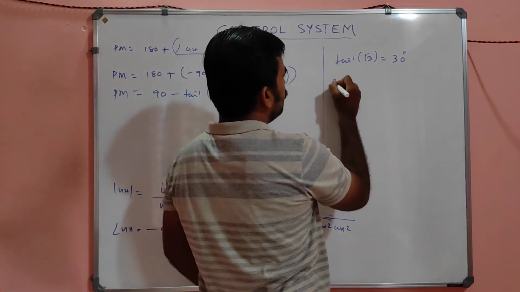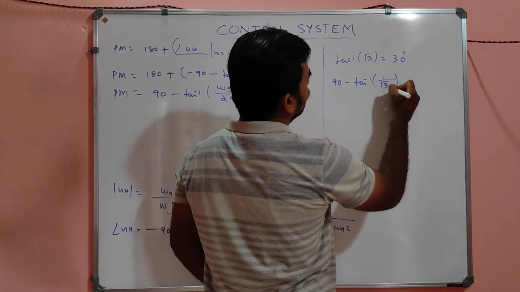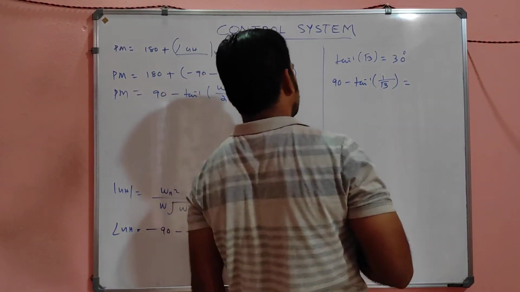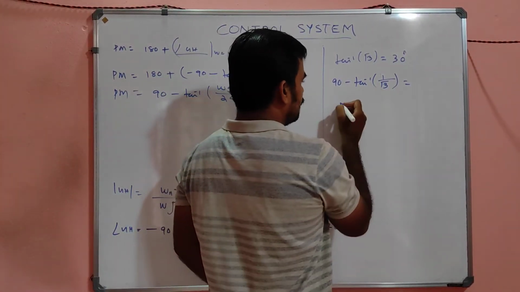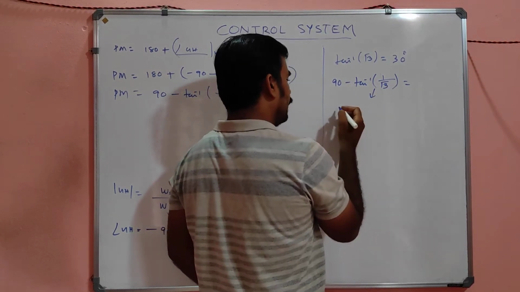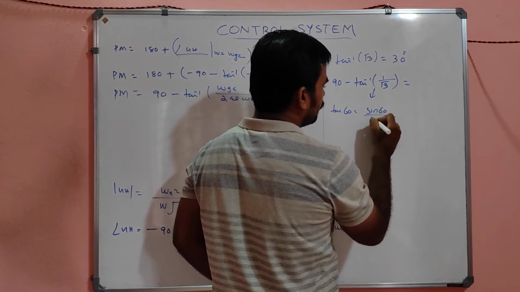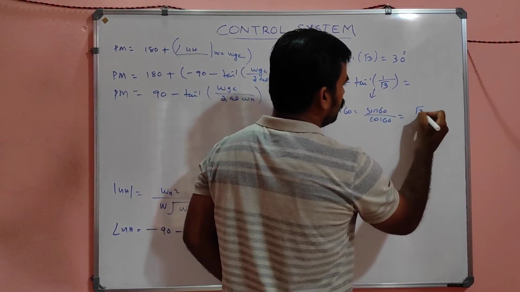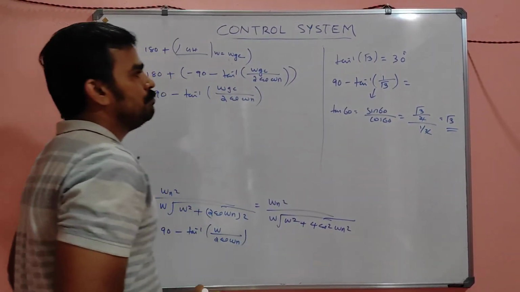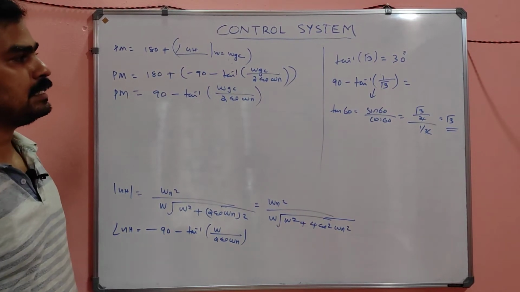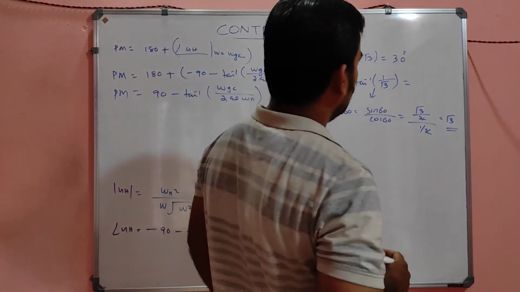And what is 90 minus tan inverse 1 by root 3? What is tan inverse 1 by root 3? You have to find it now. Tell me, what is tan 60? It is sin 60 by cos 60, where sin 60 is root 3 by 2 divided by cos 60, which is 1 by 2. So it is simply root 3. So tan 60 is nothing but root 3. Am I right?